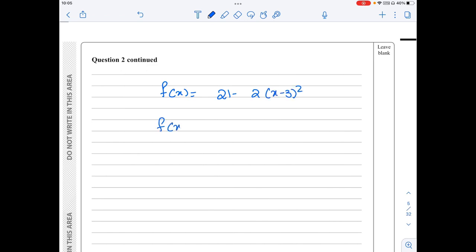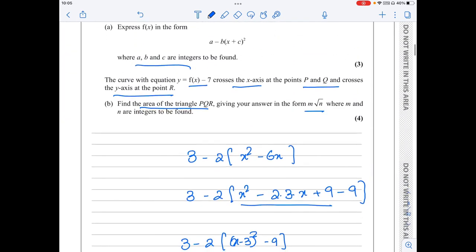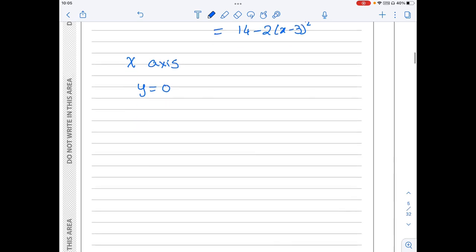So f of x minus 7, what does that become? 21 minus 2 times (x minus 3) whole squared minus 7, which becomes 14 minus 2 (x minus 3) whole squared. This is nothing but f of x minus 7. Now it crosses the x-axis. X-axis means y equals 0. So 14 minus 2 (x minus 3) whole squared equals 0.